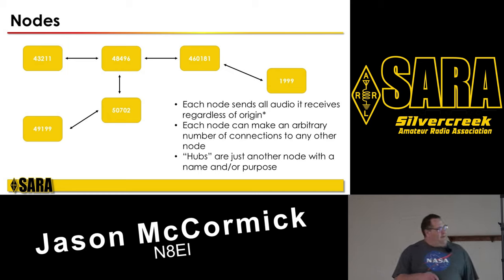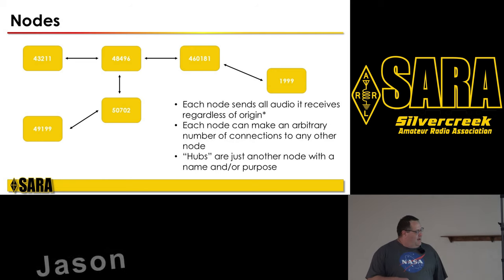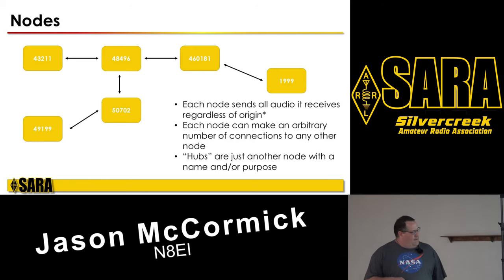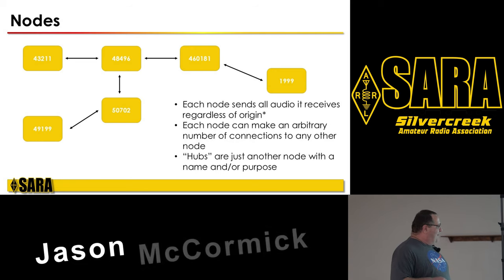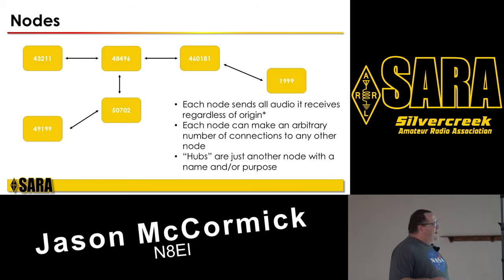Then for the demo I put together before, I had a private node 1999 that was connected to that. 50702 is the 2-1 machine down in Worcester. And 49199 might be Aaron, K-E-8-L-V-A, I can't remember when I put this together. This was somebody, I can't remember who it was, but I think that's Aaron.